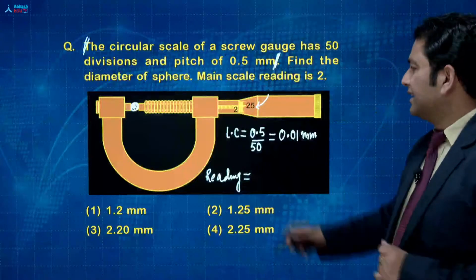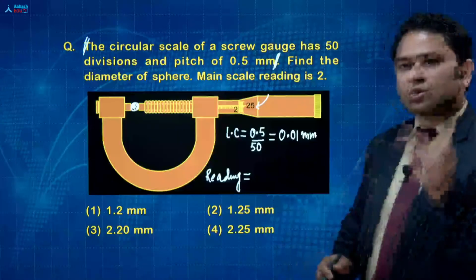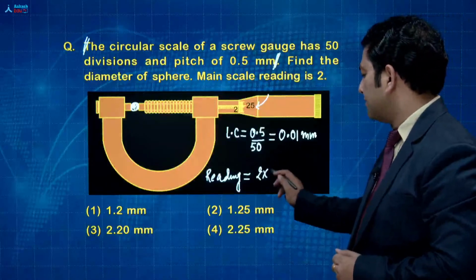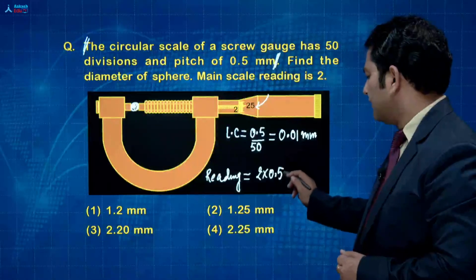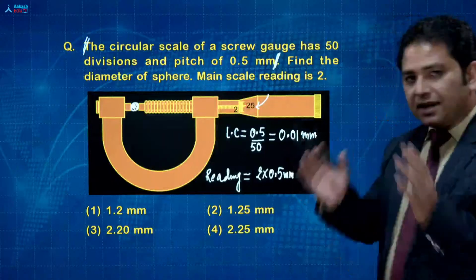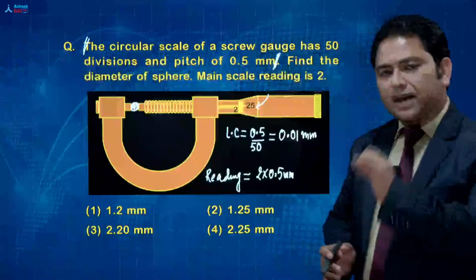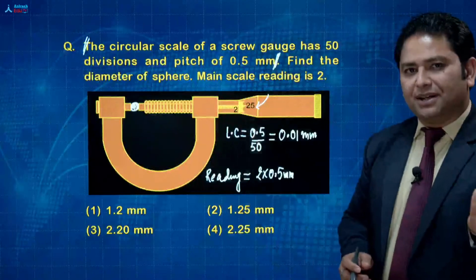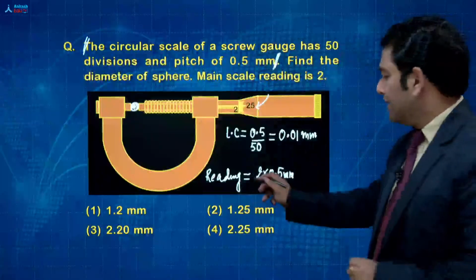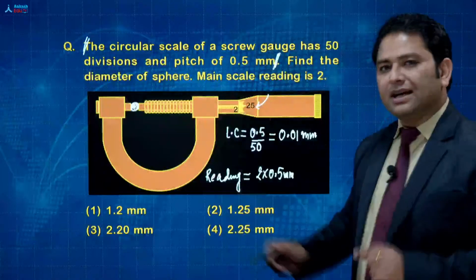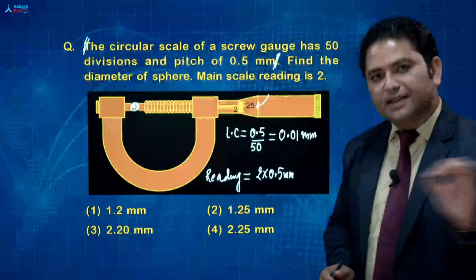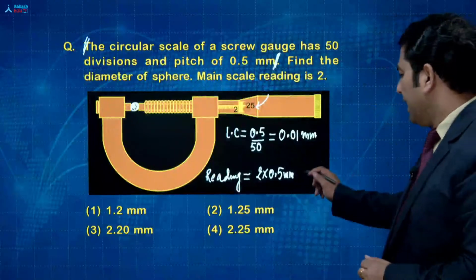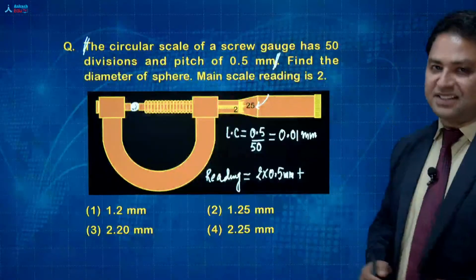Let's talk about the reading. The second or 2 divisions of the main scale. So that's going to be 2 multiplied by 0.5 millimeter. If we assume the least count or pitch value were 1 millimeter, then the second division would be 2 millimeter. That's quite simple, right? So now what do you have to write? The reading as per the linear scale, the reading as per the main scale, and plus, there's another interesting thing.